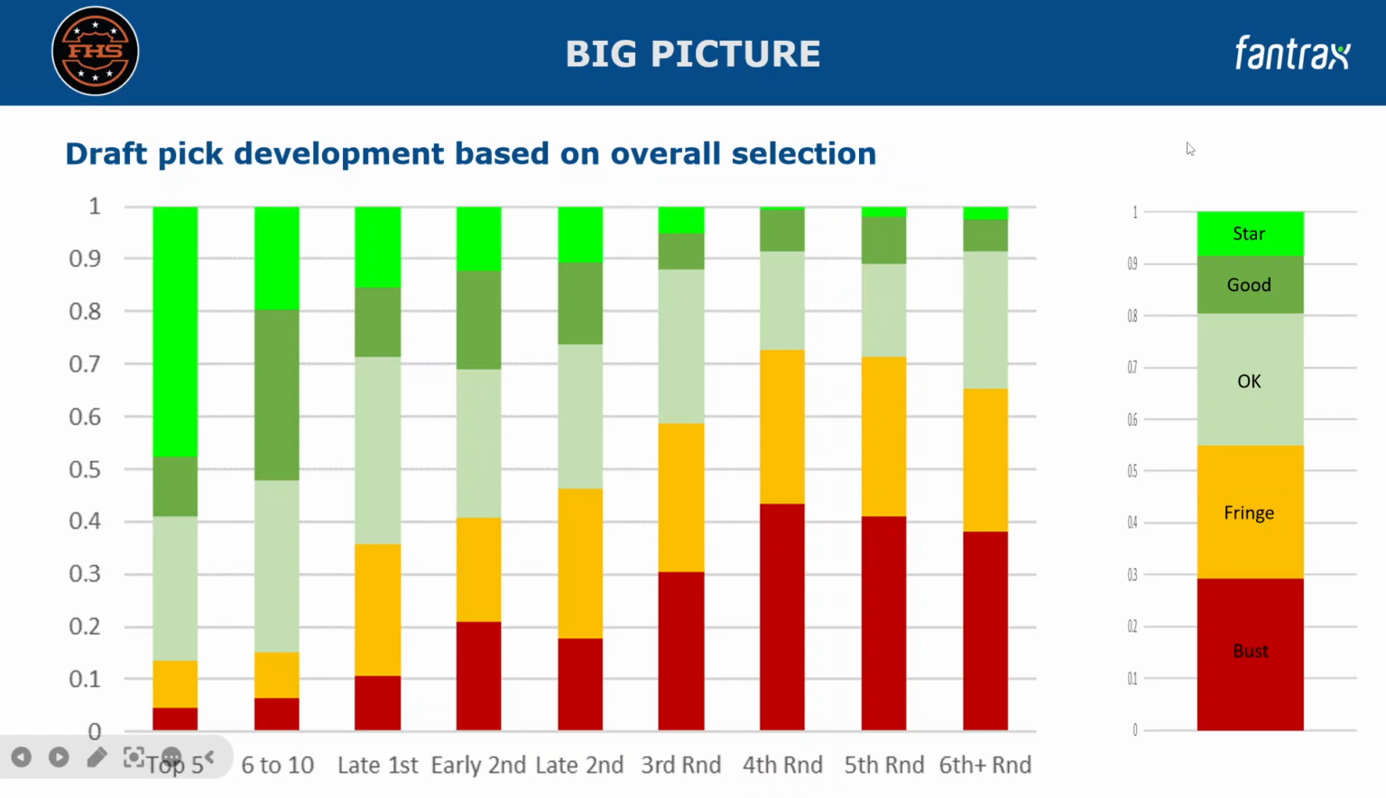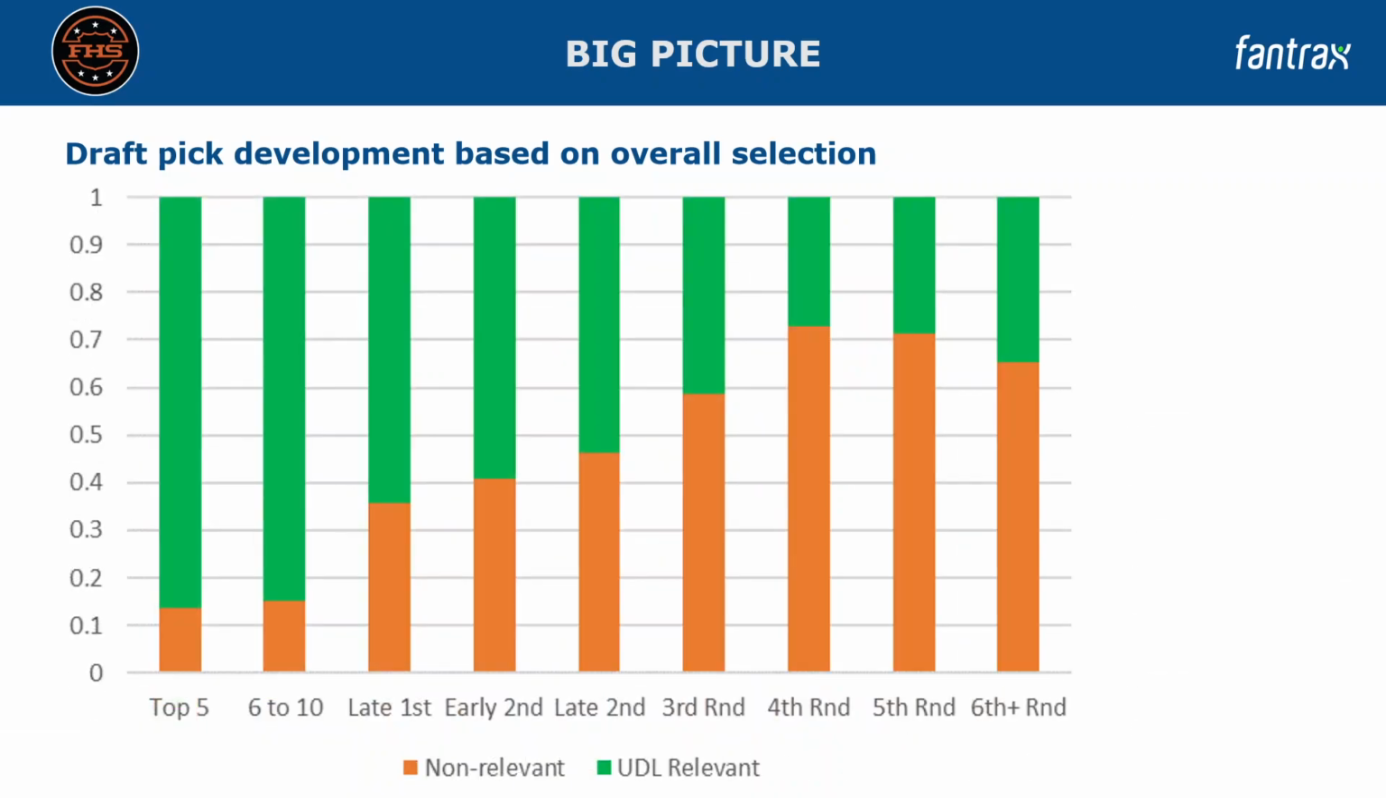And if we simplify this bigger picture a bit, this is how it looks only looking at UDL relevant versus non-relevant in terms of percentages. So you see here what I talked about, the big difference between the top 10 selections, which produce an average of 85% UDL worthy players, and then we see a big drop to the late firsts by 20%. So the late first picks produce 65-ish percent UDL players, and then we go lower.